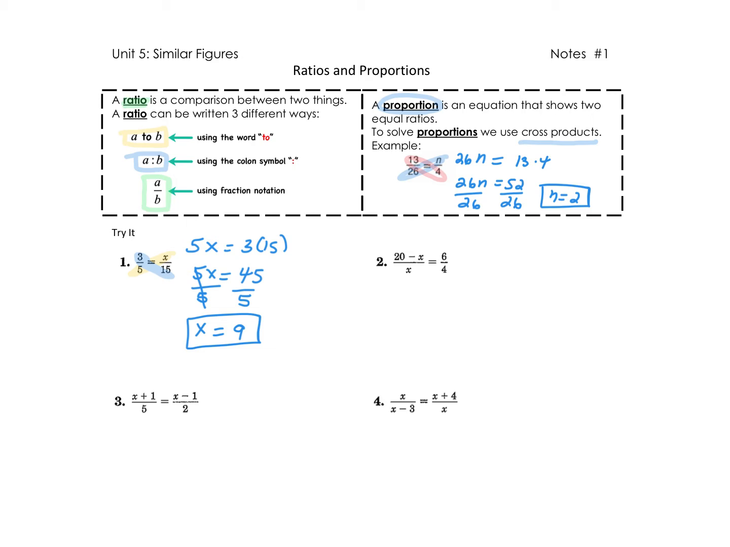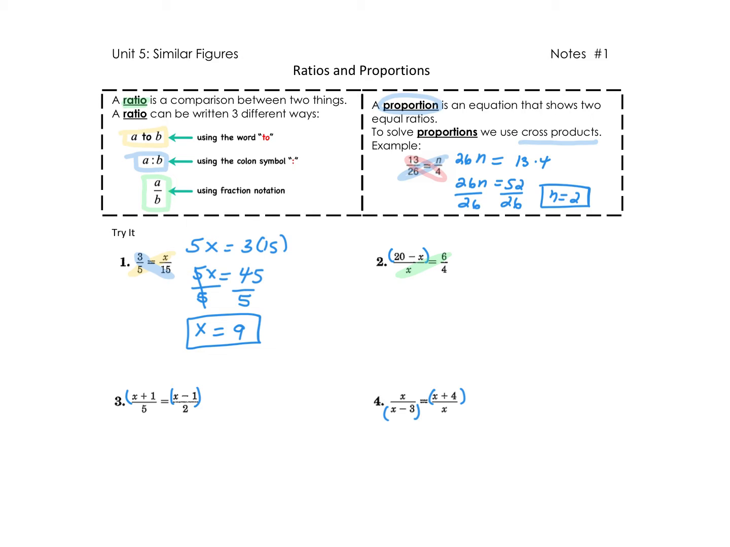One thing about number 2 before we get started: if you see any addition or subtraction in any numerator or denominator, I want you to put it in parentheses automatically. I just went through all the problems in 2, 3, and 4 and put all the addition and subtraction in parentheses. That's because when we cross multiply, we're going to have to use the distributive property.